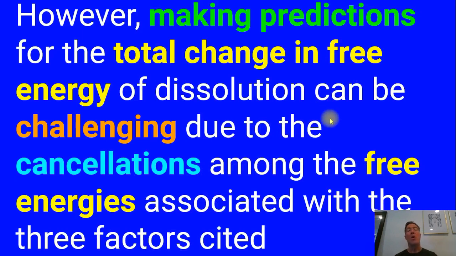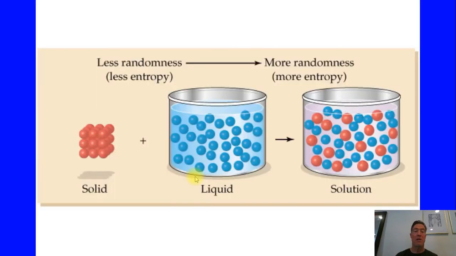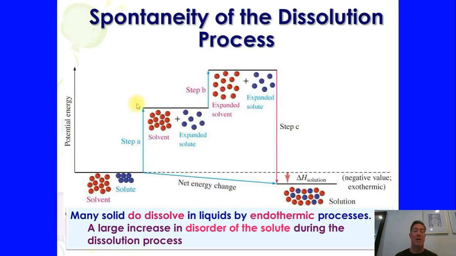However, making predictions for the total change in free energy can be challenging because there are cancellations among the free energies associated with the three factors, right? Because we can see here, in this step, this is going to cost us energy, but we gain entropy. Down here, we're going to gain energy, but who knows what's happening here with entropy.